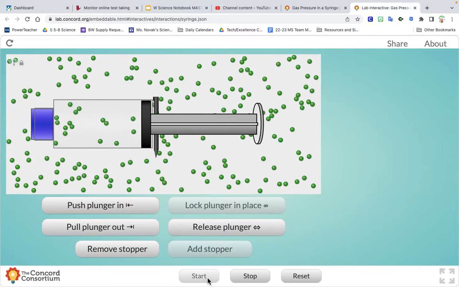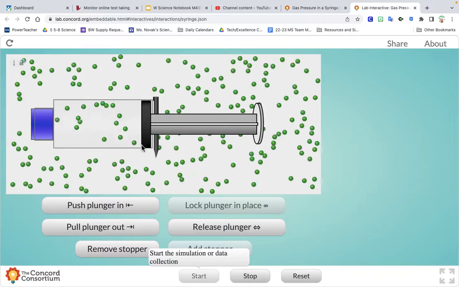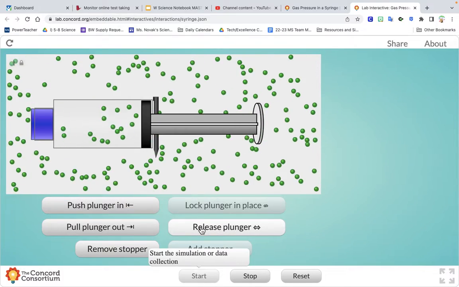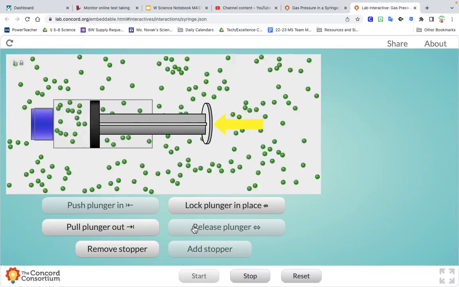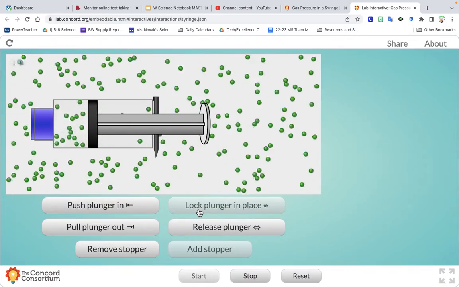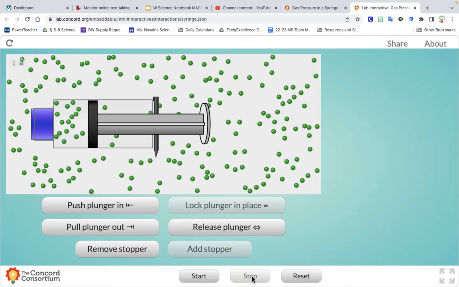So we're going to start it again. And let's see what happens when we push the plunger in. So we're going to release the plunger and we're going to push it all the way in. We're going to lock the plunger in place. We're going to click stop. Let's see how many air particles we have now.